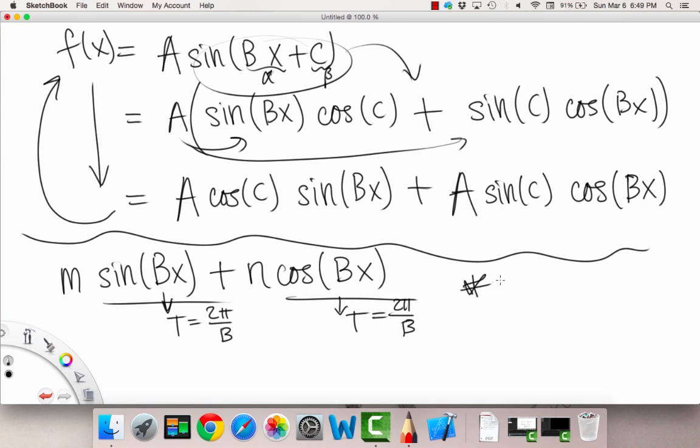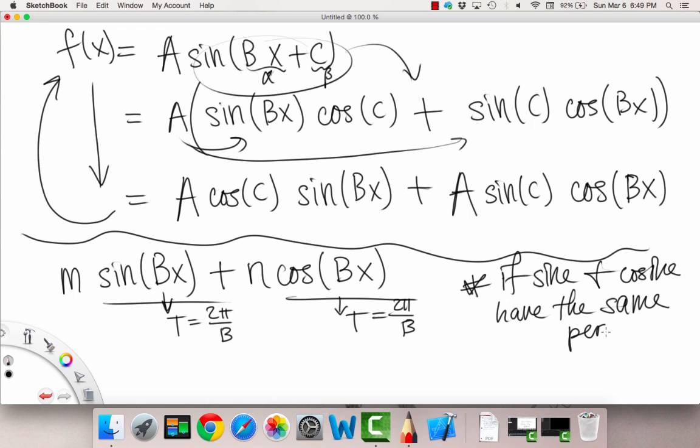So let me write a little note here. If our sine and cosine, the ones being added, have the same period, or they could also be subtracted as well, it's kind of just general. If they have the same period, we can look back at our previous result, the one up here.